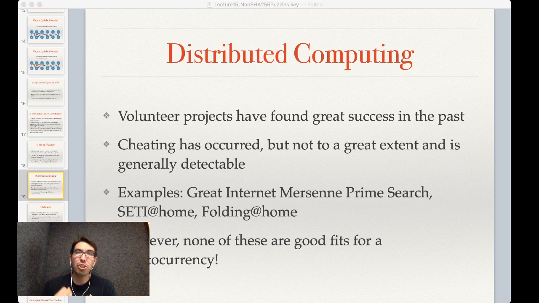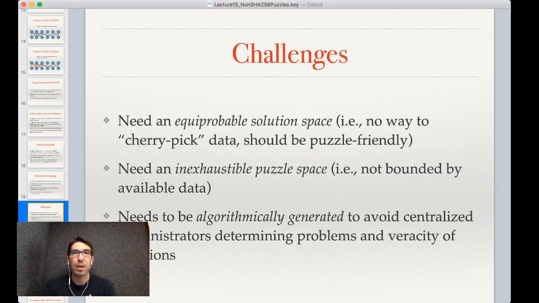There are a lot of challenges to doing what we call proof of useful work, to creating a puzzle that is useful, that people want to have solved, but also can be used as the basis for proof of work. First, we need to make sure it's an equiprobable solution space. That is, we need to make sure there's no way for anyone to go and cherry pick data. They can't just look for the easiest proteins to fold, or make sure that they're looking at a star instead of looking randomly into space.